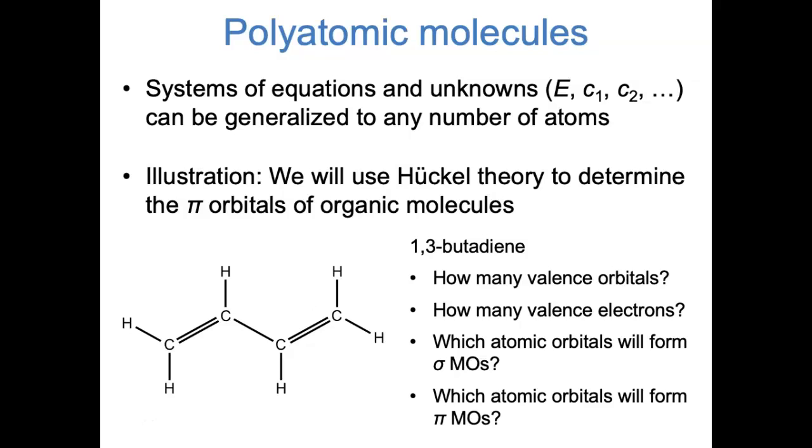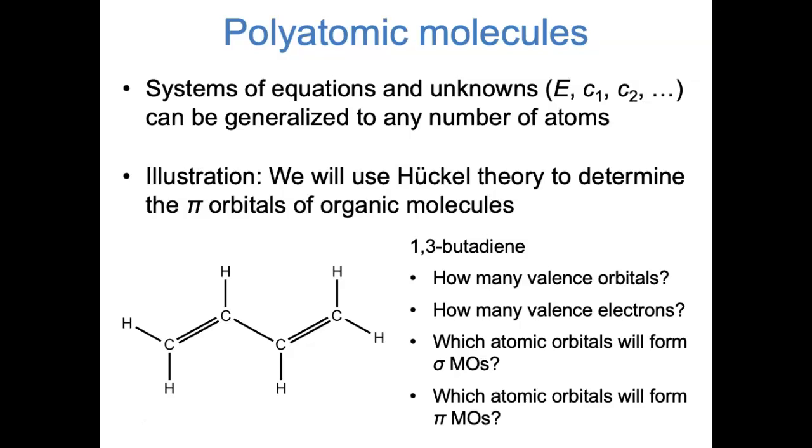Okay, let's answer these questions one by one. To find the total number of valence orbitals, we can add together the valence orbitals on each atom. Each carbon atom has 4 valence orbitals, a 2s orbital and a set of 2p orbitals. And each hydrogen atom has 1 valence orbital, the 1s orbital. So we have 4 carbon atoms, each of which has 4 valence orbitals, so that's 16, plus 6 hydrogen atoms, each of which has 1 valence orbital, that's another 6. 16 plus 6 is 22, which is the total number of valence orbitals.